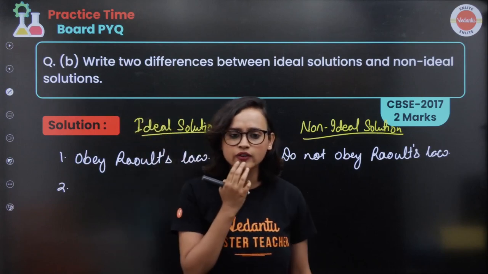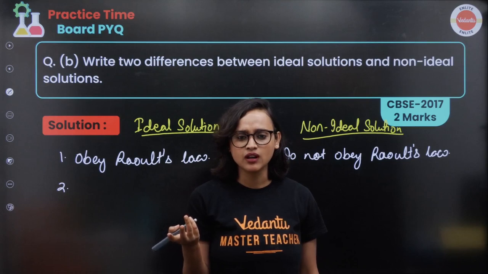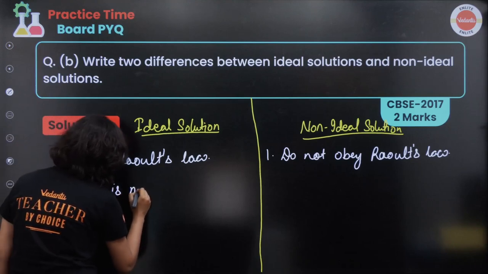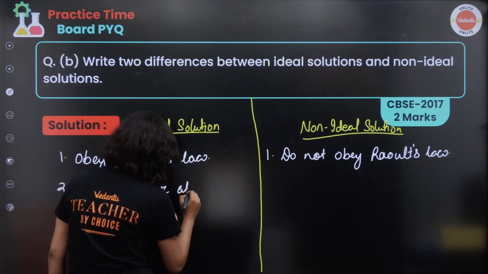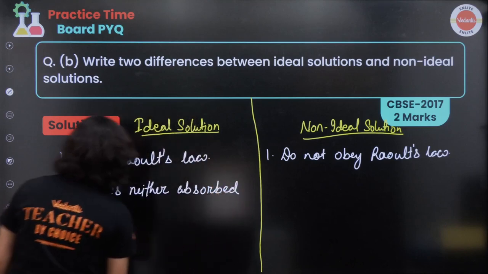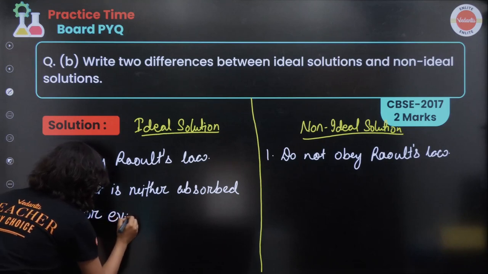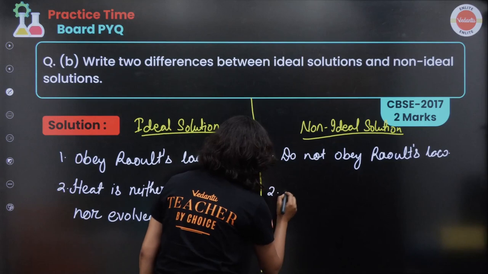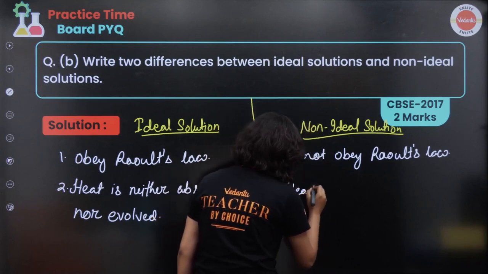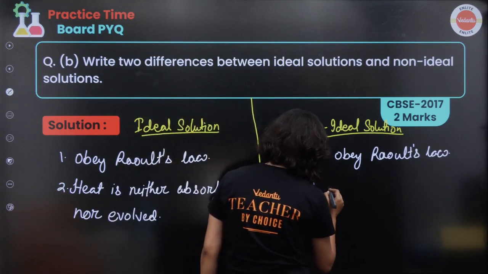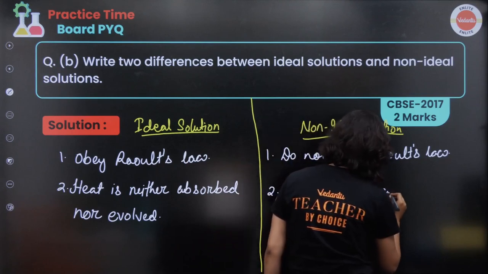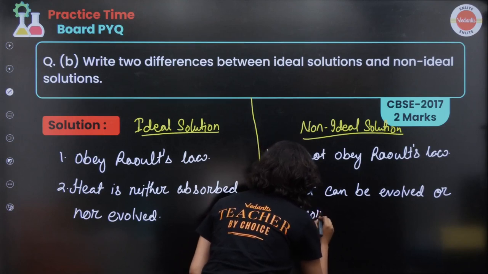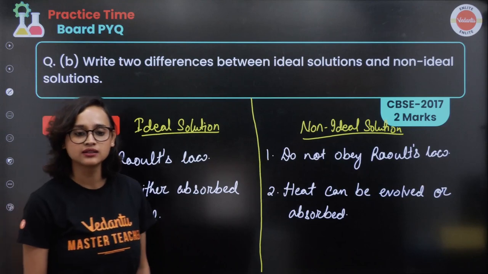Next, the second point would be, what can you write, heat is neither absorbed nor evolved. But here what will happen? Heat can be evolved or absorbed. That's it. Easy peasy, biryani is tasty, isn't it? Alright, that's it. Good, good to go.